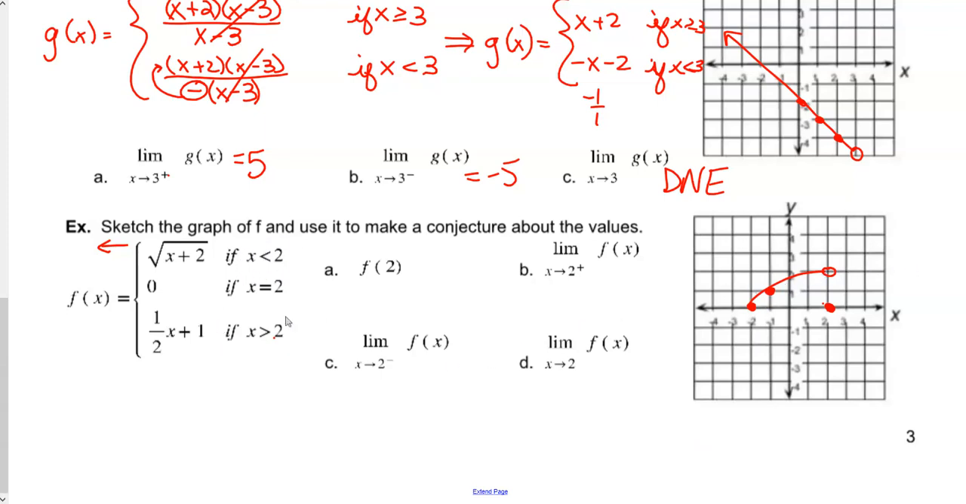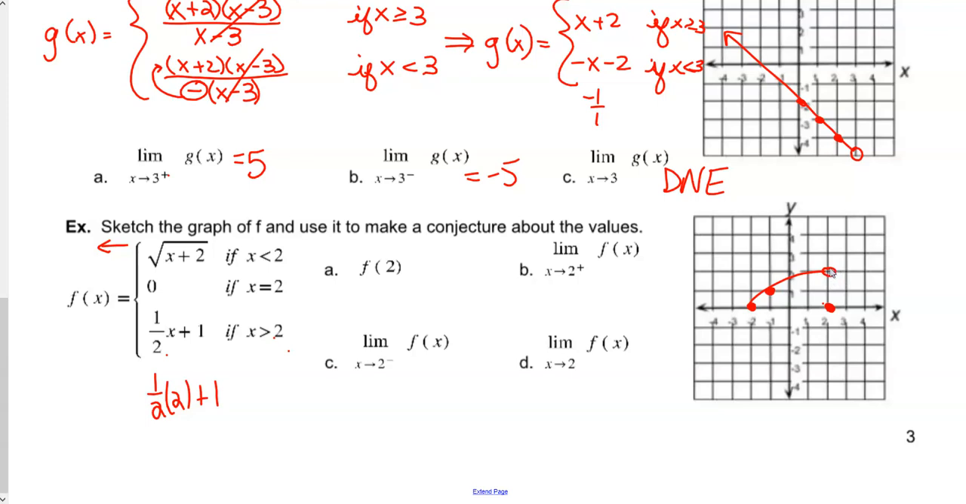Now, when x is greater than 2, I am on this line. You can, if you want, plug 2 in. That's not too bad. 1/2 of 2 plus 1. That would give me a 1 plus 1, which is 2. So for our line at 2, I'm still going to have an open circle because I do not have equals, but I would be at this point on the line, and with my slope I can actually now find another point.